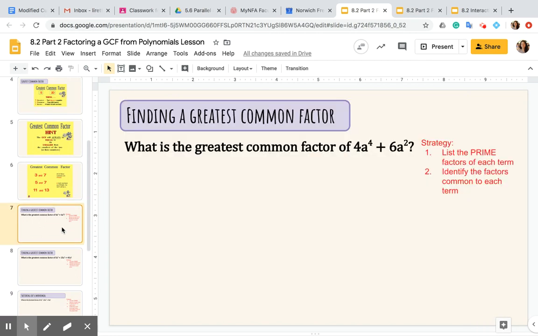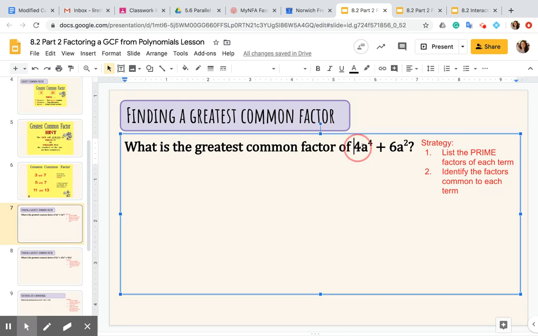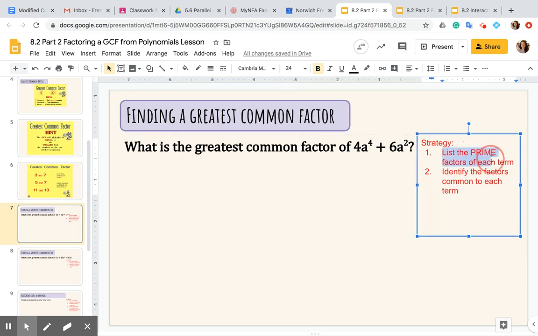All right, so let's dive into some examples. For the slides that you're going to complete, I'm going to give you a polynomial, and I'm going to ask you, what is the greatest common factor for all of those terms? In other words, I want to know what's the monomial that can divide evenly into this and this. So I've listed some strategies on how to approach this problem, and I'm going to do a couple like this with you. Strategy number 1: list all of the prime factors for each term.